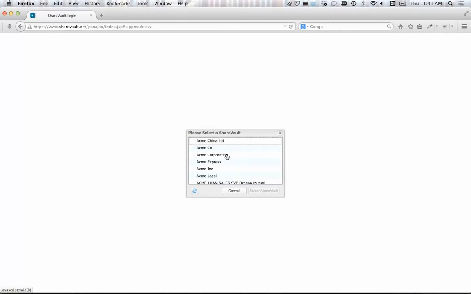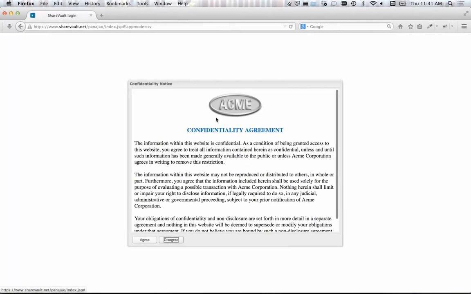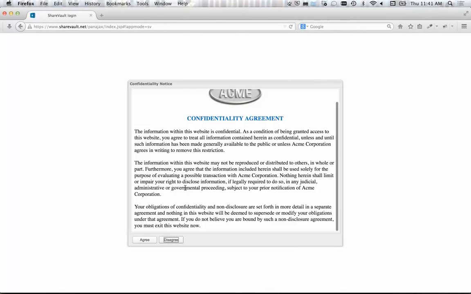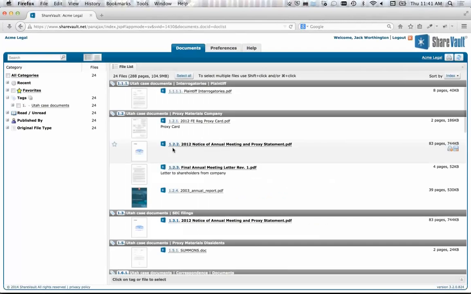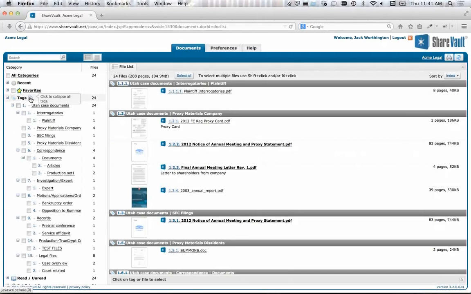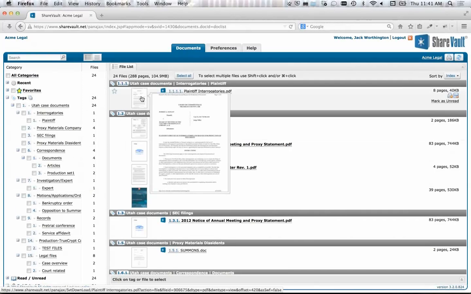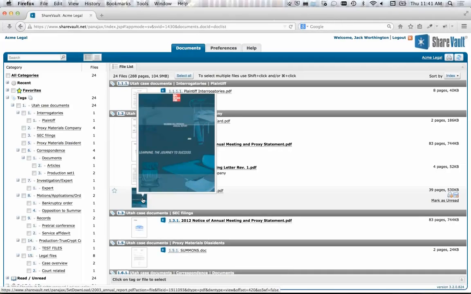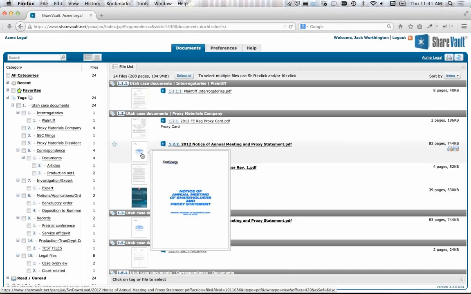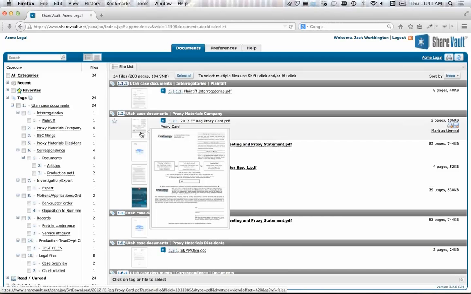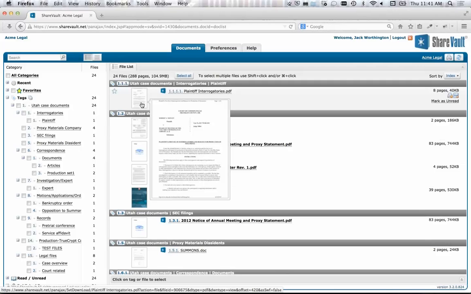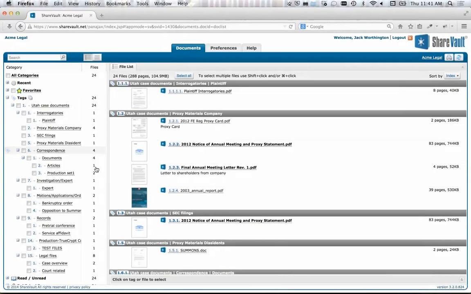So ShareVault is a fully featured virtual data room service. The platform is designed to efficiently and intuitively support the dynamics and workflow of litigation support, IP licensing, and partnering transactions. If we're signing in as a user right now, we're signing in to our attorney's ShareVault account with a project already underway. You'll notice the documents are displayed and organized as if this was a legal application.